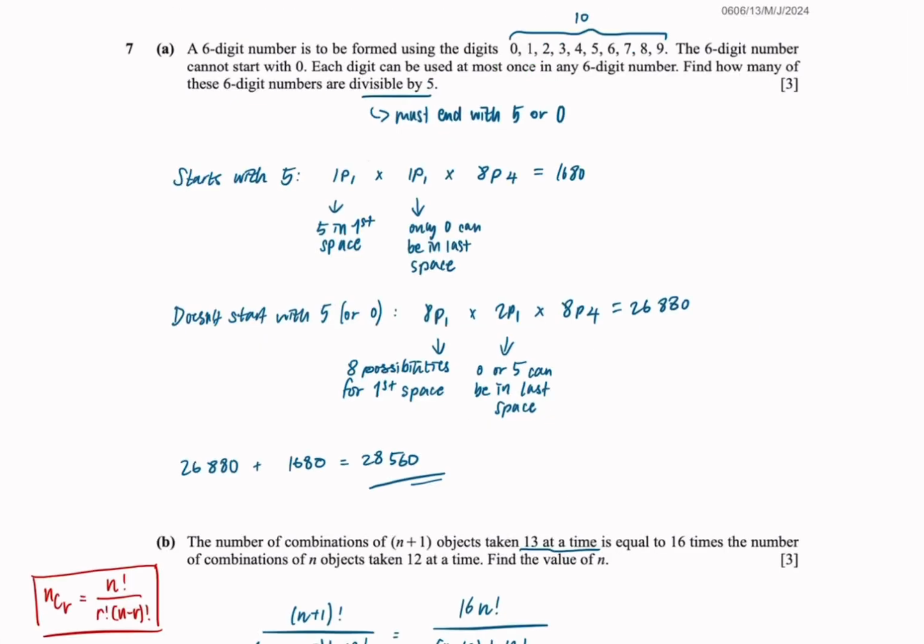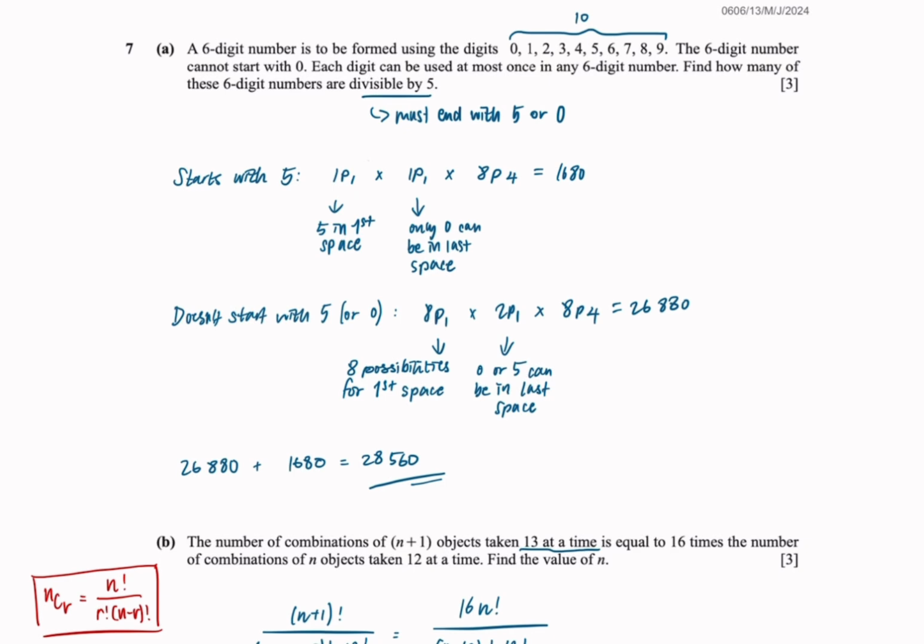Okay, so part A of this question. A 6-digit number is to be formed using the digits. The 6-digit number cannot start with 0. Each digit can be used at most once in any 6-digit number. Find how many of these 6-digit numbers are divisible by 5.